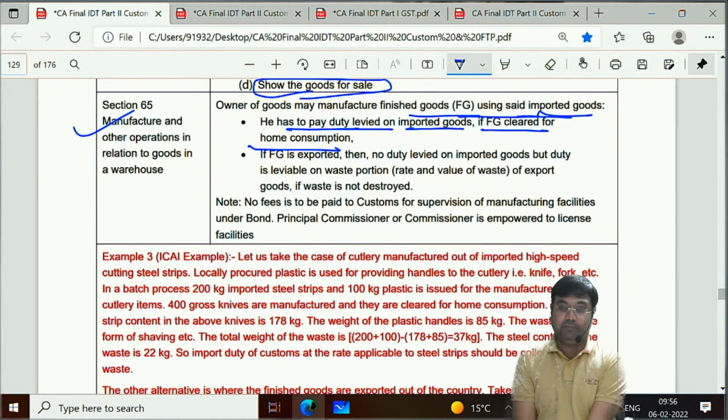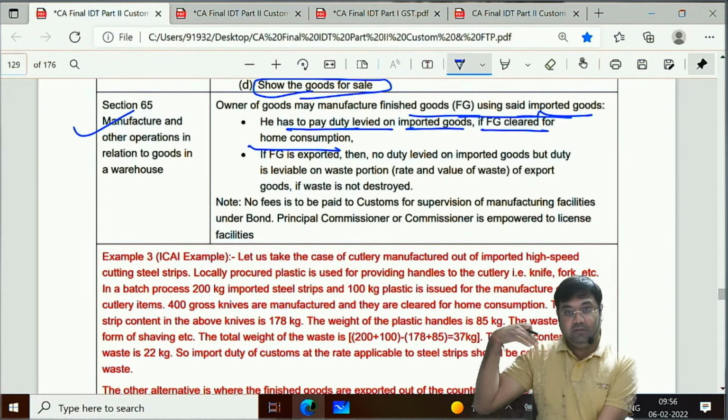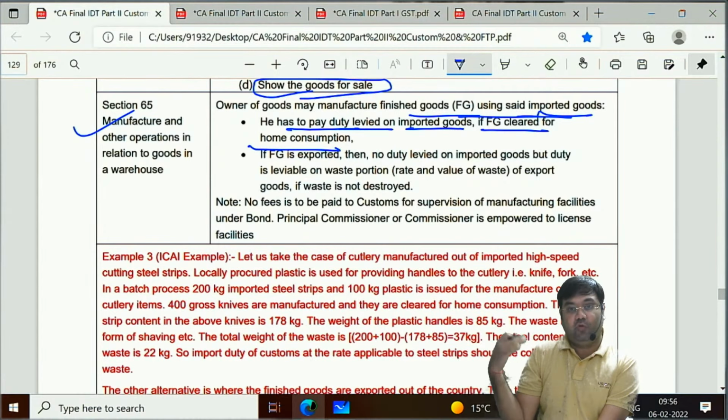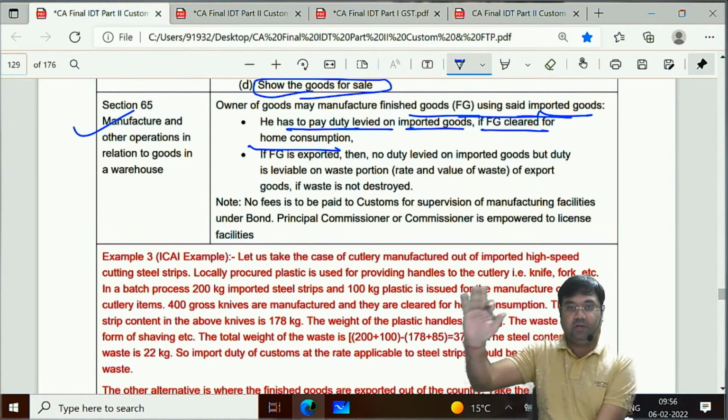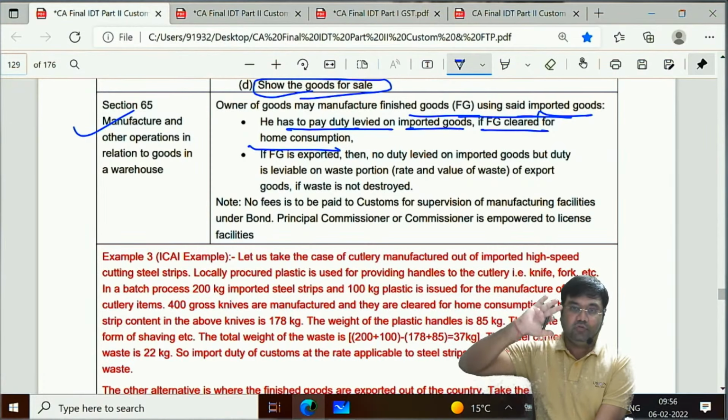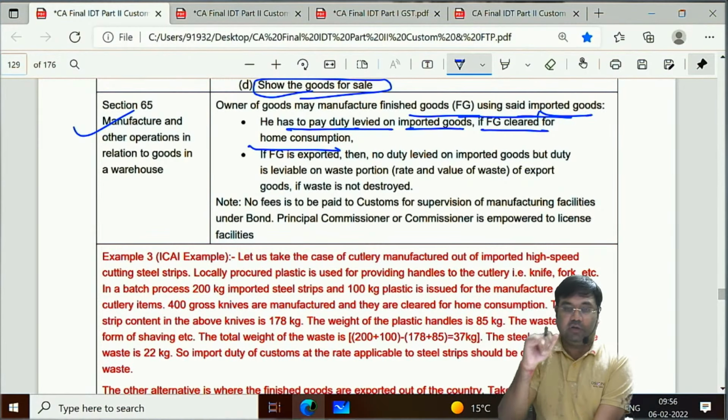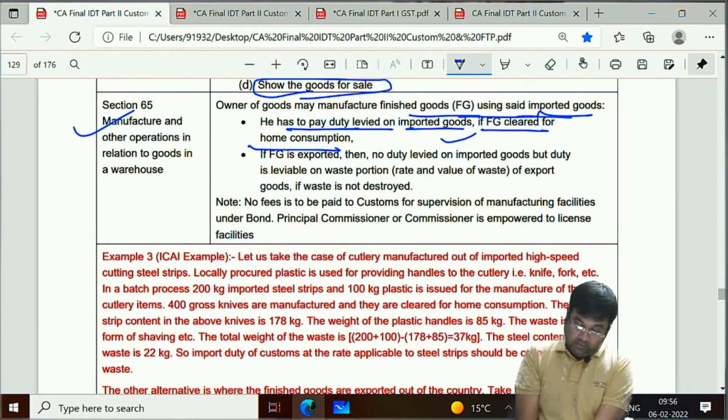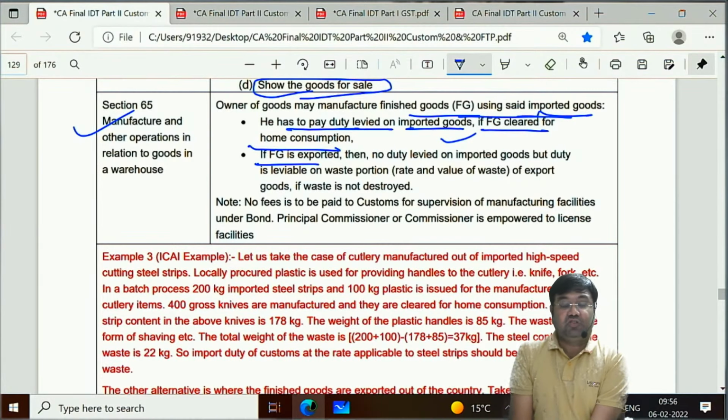So whatever goods he is importing, let's say after manufacturing he is going for home consumption of the finished goods. So he is clearing those finished goods for home consumption in India. He is basically going to sell in India. Then whatever goods he imported, he pays duty on that. But let's say if finished goods are exported, then no duty, as I said to you.